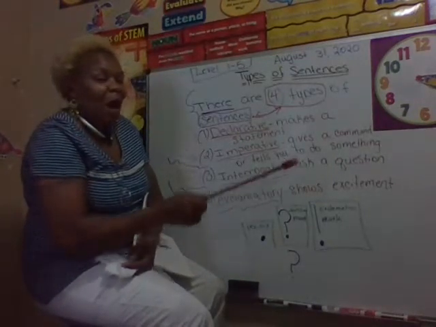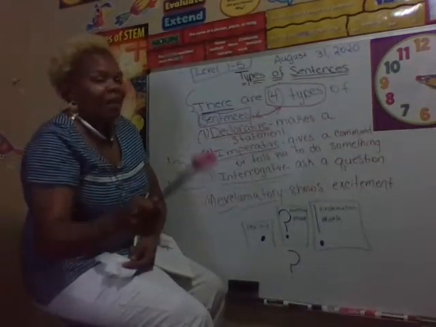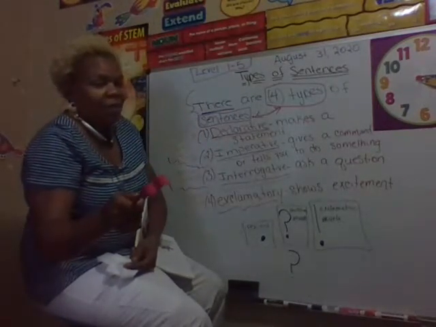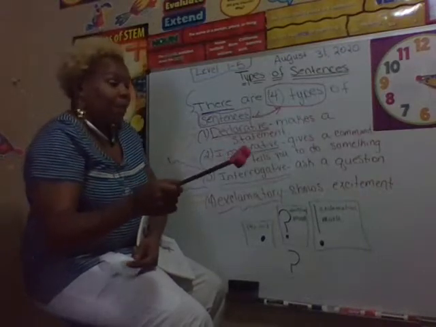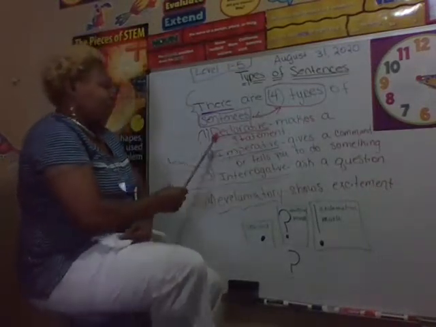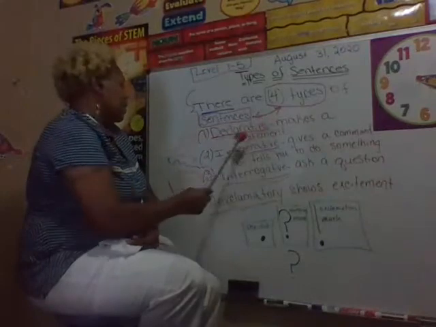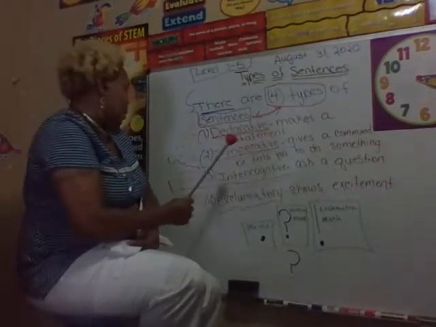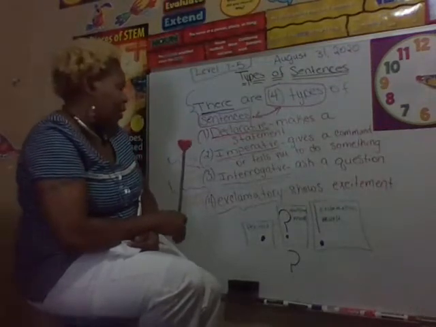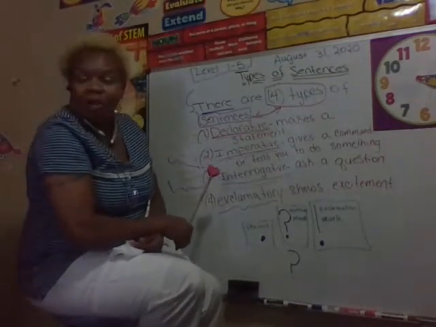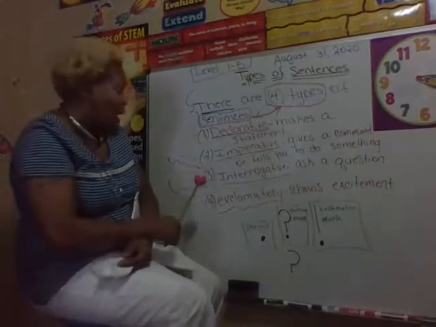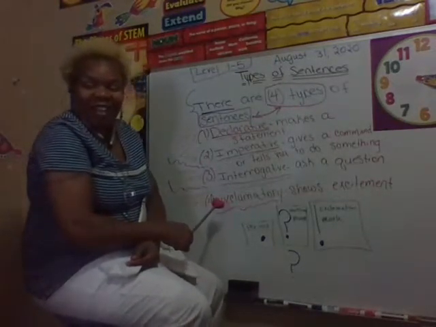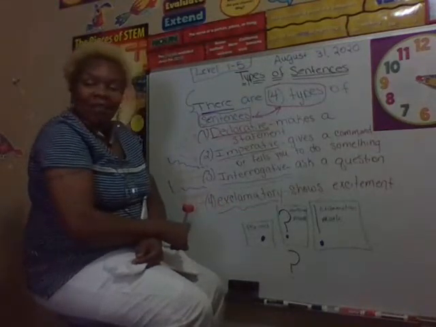One more time. I think you almost got it. We're going to speed this thing up. Are y'all ready? Let's go. Declarative makes a statement, ends with a period. Imperative gives a command, ends with a period. Interrogative asks a question, ends with a question mark. Exclamatory shows excitement, ends with an exclamation mark.